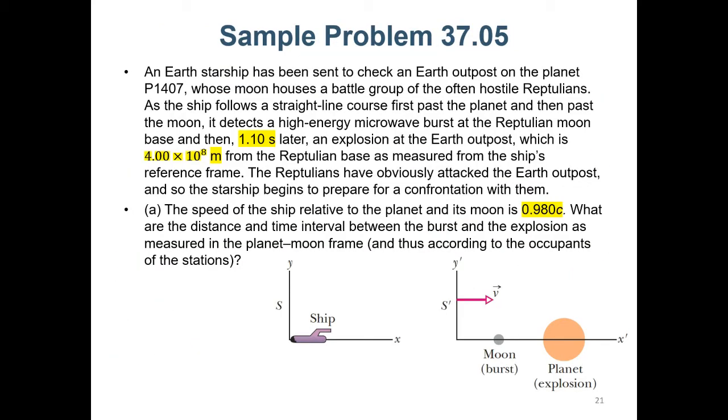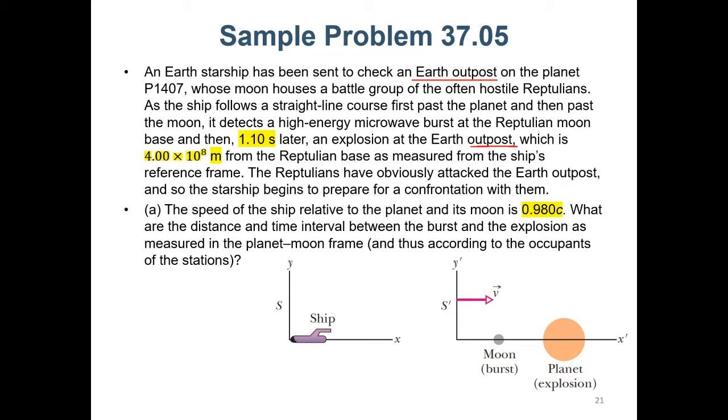So here is an example so that you can have a better understanding. An Earth starship has been sent to check an Earth outpost, so it's a 前哨站 on the planet, whose moon houses a battle group of often hostile reptilian. 所以是一个星球大战的概念，星球大战的概念。As the ship follows a straight line, first past the planet and then past the moon, it detects a high energy microwave burst from the moon base, and then 1.1 seconds later, an explosion at the Earth outpost.